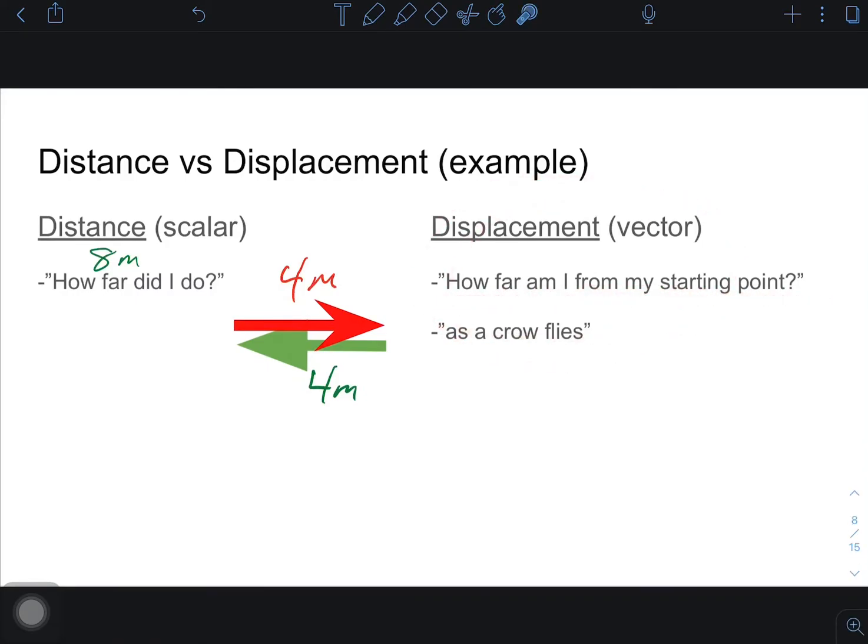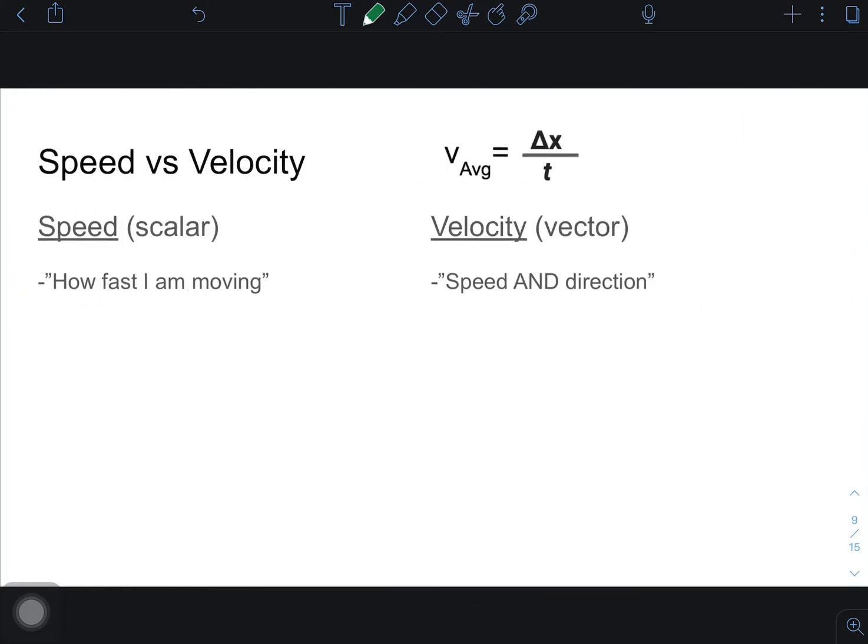But when we get to the idea of displacement, again, how far am I from my starting point? The idea is I'm going to start here, I'm going to walk 4 meters to the right, and I'm going to stop, and I'm going to turn around, and I'm going to walk another 4 meters back. In this case, the displacement, how far am I from where I started? The answer is I'm at my starting point. I haven't gone anywhere in terms of displacement. My displacement is 0 because I'm back at the original starting point. And that's an important definition that we'll kind of come back to and revisit. So that's distance and displacement.